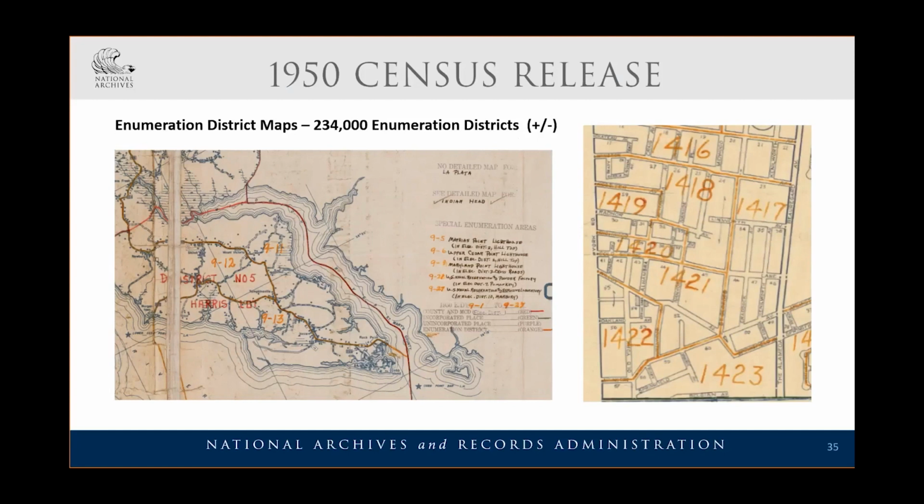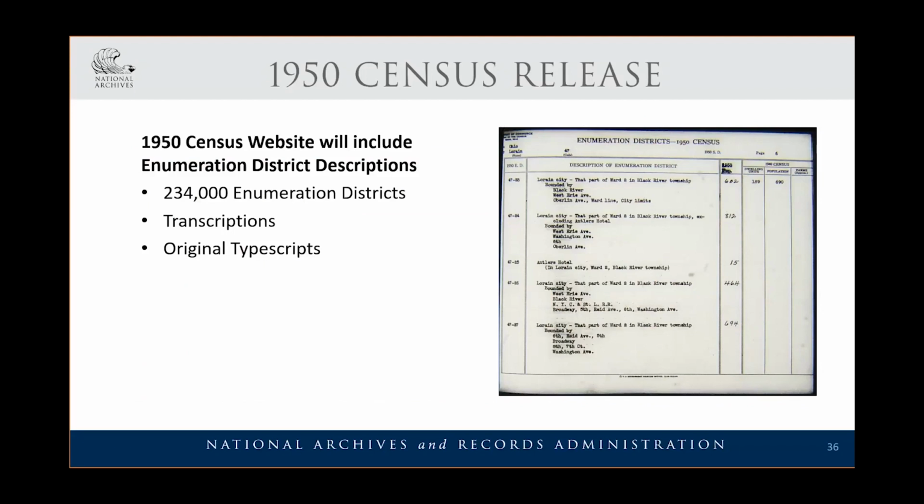These are enumeration district maps created by the Census Bureau's Geography Division in preparation for taking the 1950 census. At the far right, you see a detail from a city map of Baltimore, Maryland, and at the left is a detail from rural Charles County, Maryland. These maps are already available online in the National Archives catalog, but they will become more conveniently accessible within the website we will launch on April 1st. Written descriptions of enumeration districts describe their boundaries and indicate unincorporated locations and institutions. Transcriptions, as well as the original typescripts created by the Census Bureau, such as the one shown on this screen, will be part of the new website.